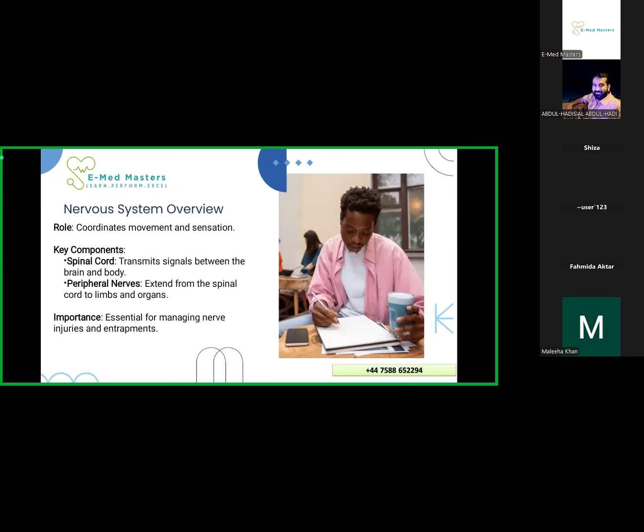Again, the nervous system overview: it coordinates movements and sensations. The key components are the spinal cord and the peripheral nerves, which are involved in taking the signal from the brain to the peripheral nerve, and carrying it to the last dermatome or myotome where it supplies and the movements occur.